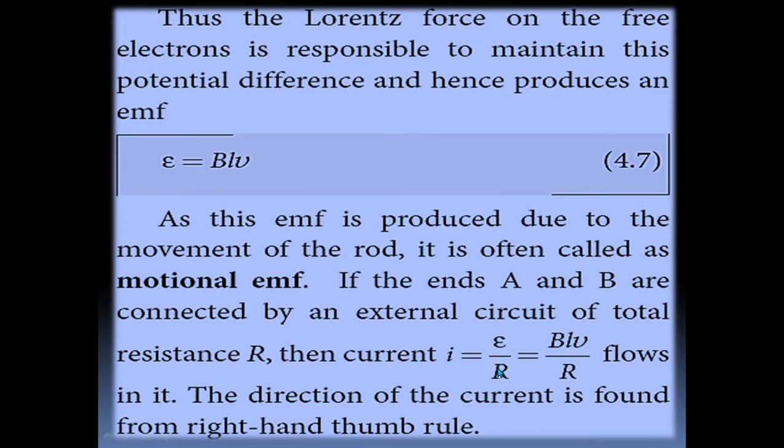Epsilon is nothing but BLv. Substituting the value of epsilon, I can be written as BLv divided by R, which flows in it. The direction of the current is found from the right hand thumb rule. So this is the important 3-mark question.